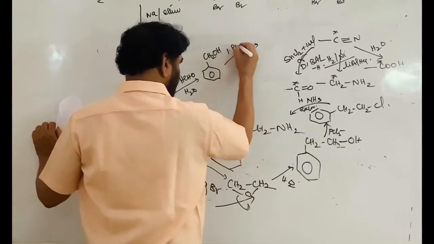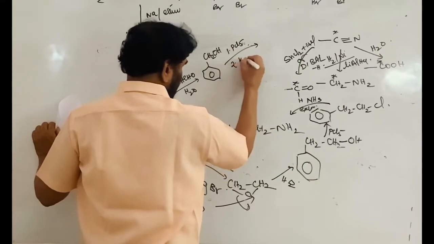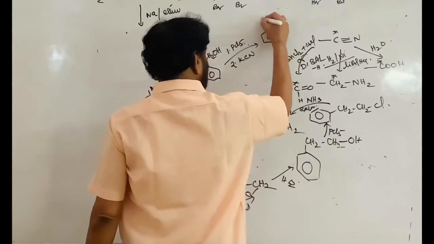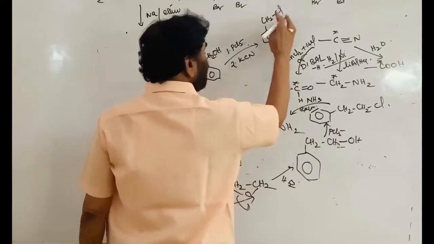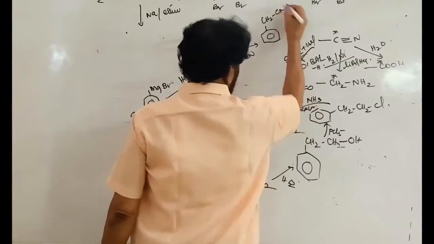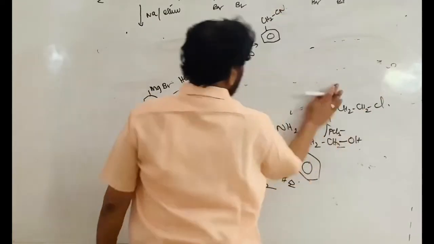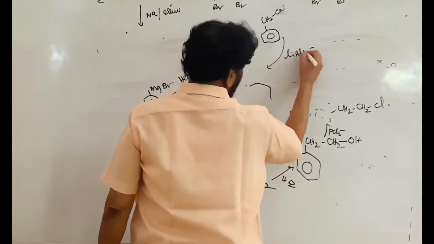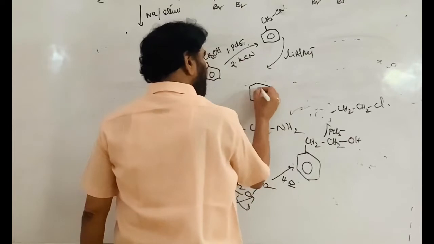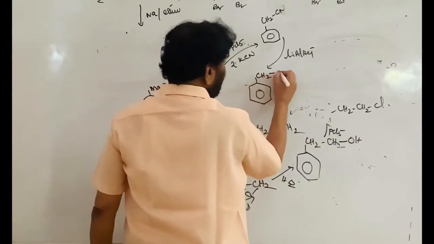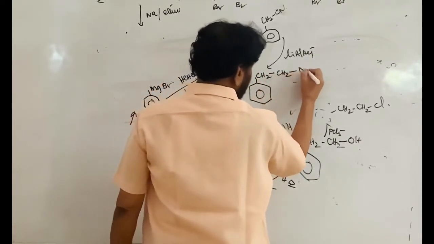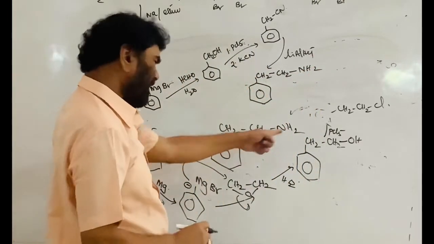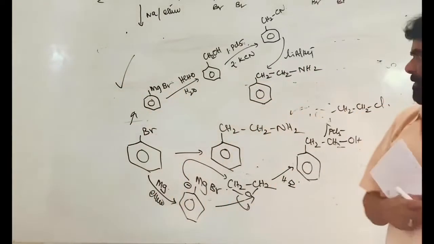Treat with PCl5. The second one is KCN. So the cyanide group is introduced. First, your CH2Cl from PCl5, now it is replaced with the CN. This is formed. Now the cyanide, on reduction with lithium aluminum hydride or sodium, this is formed: CH2, the cyanide carbon becomes CH2, and this is NH2. This is the other route. This is the best route. Anyhow, both are convincing.